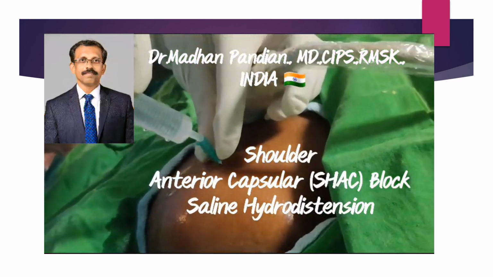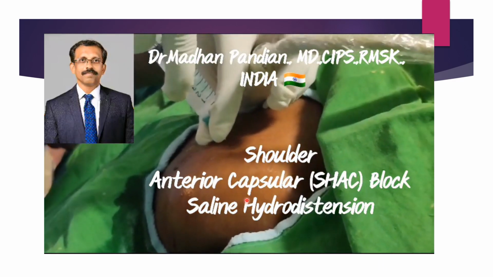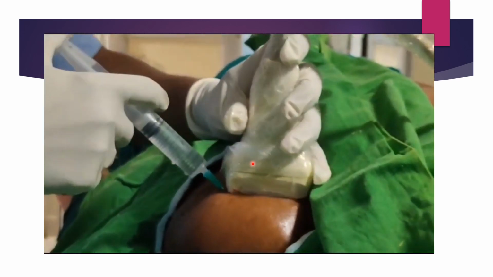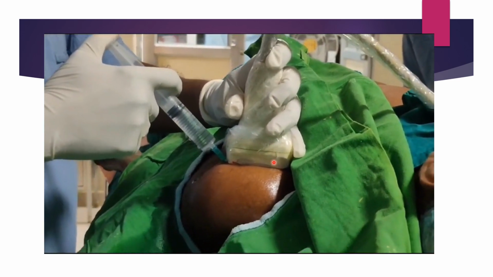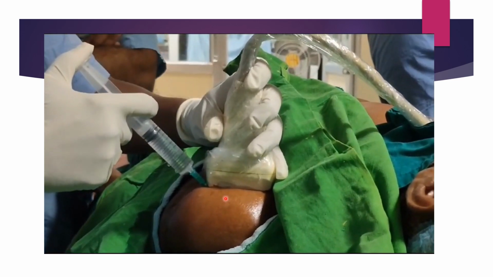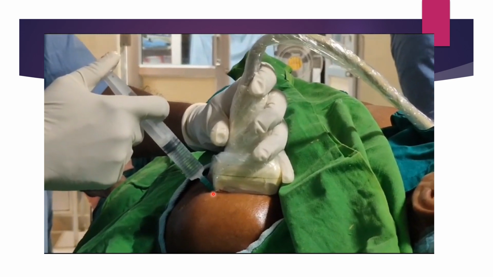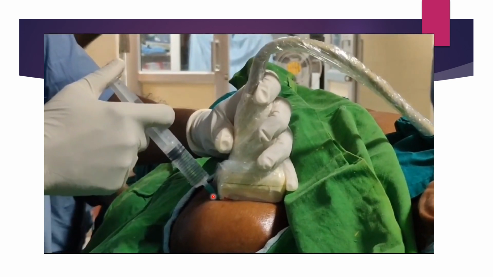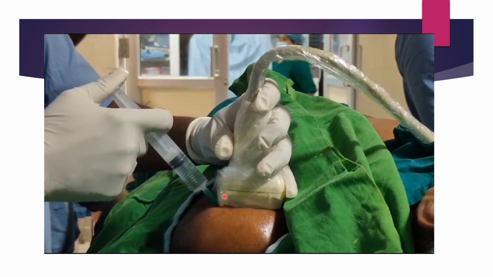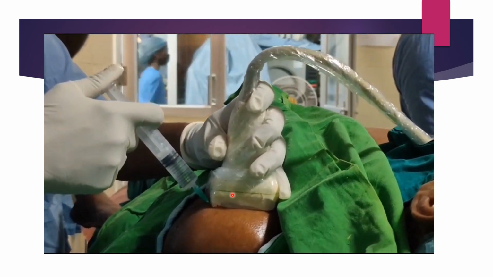Now, it is time to demonstrate this procedure. The patient is in supine position with a slightly externally rotated shoulder. I'm using a sterile prepared probe and field. After local anesthetic infiltration, I'm just giving 10 ml of 1% lignocaine prior to injection of around 40 ml of sterile normal saline.